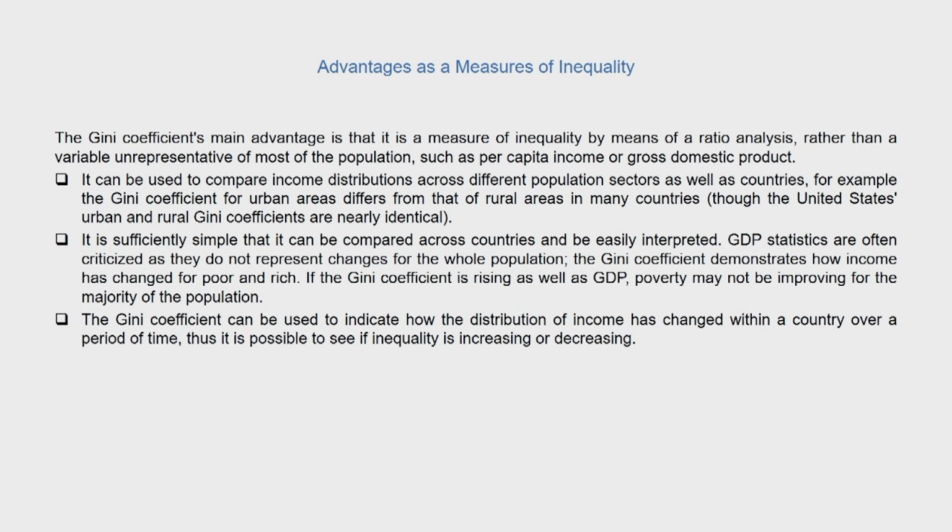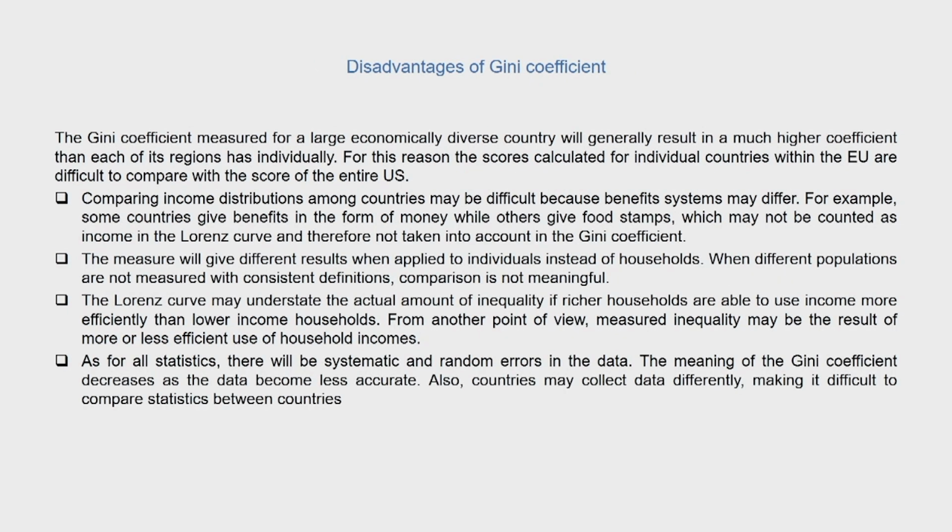So it is possible to see if inequality is increasing or decreasing. Now there are certain disadvantages of the Gini coefficient as well. The Gini coefficient, when it is measured for a large economically diverse country, will generally result in a much higher coefficient than each of its regions has individually. And so for this reason, the scores calculated for individual countries within the EU are difficult to compare with the score of the entire US, say for example.